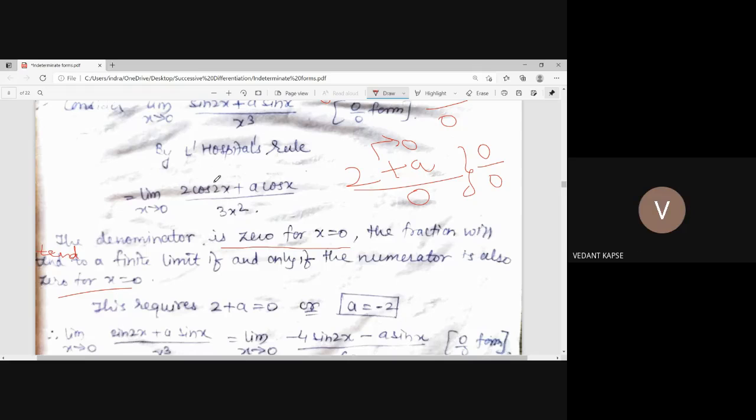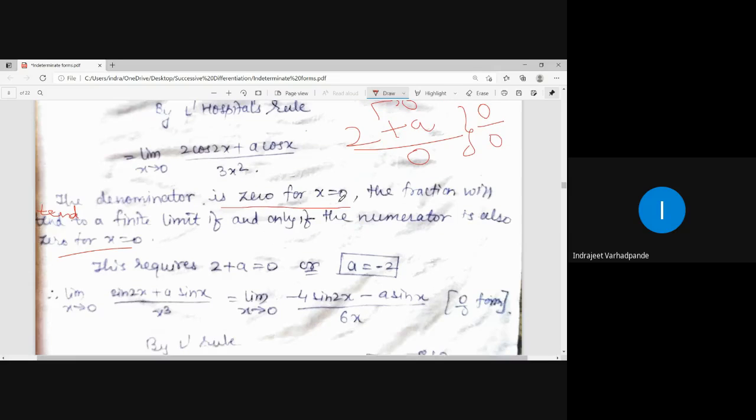So initially in the first step, sine was not creating a problem, but cosine creates a problem because cos 0 is 1 but the denominator is 0. So the denominator is 0 for x equal to 0. The fraction will tend to a finite limit if and only if the numerator is also 0 for x equal to 0. This requires 2 plus a equal to 0, that is, a is equal to minus 2.